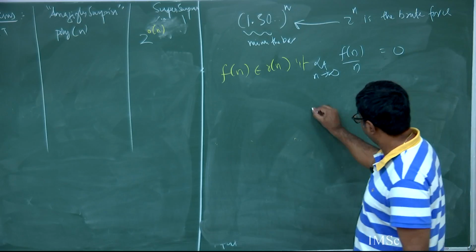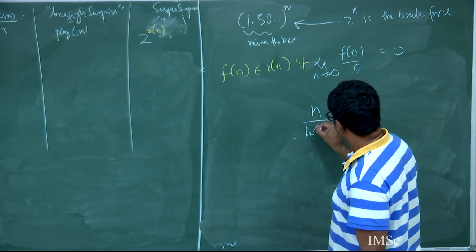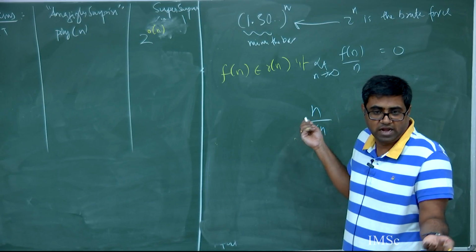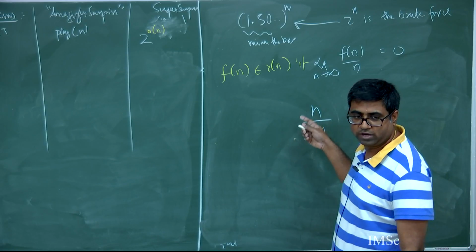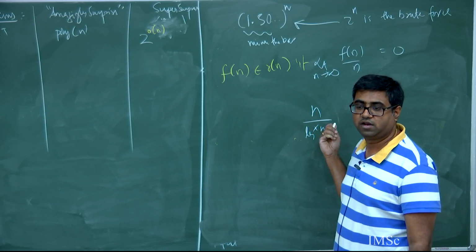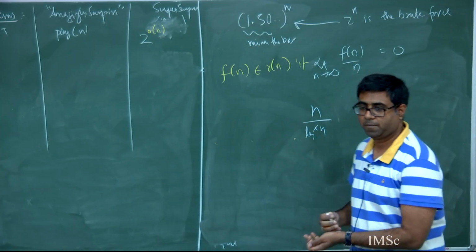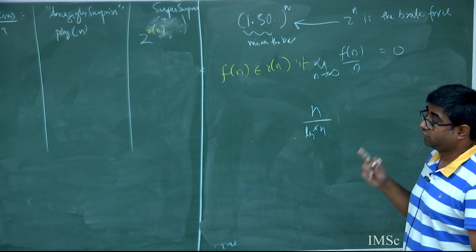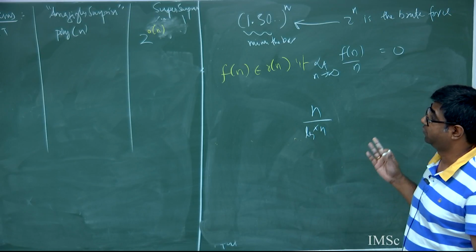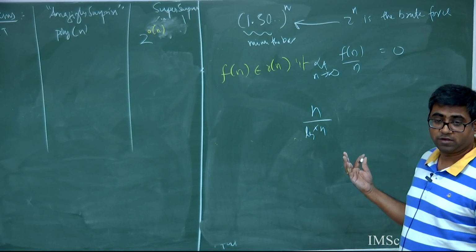So if you look at your function n divided by log star n, as n tends to infinity, the n will cancel. All you are saying is that 1 by log star n goes to 0. So as n goes to infinity, this will go to 0. Fine. So this is a completely surprising algorithm for us. But amazingly surprising is poly n.